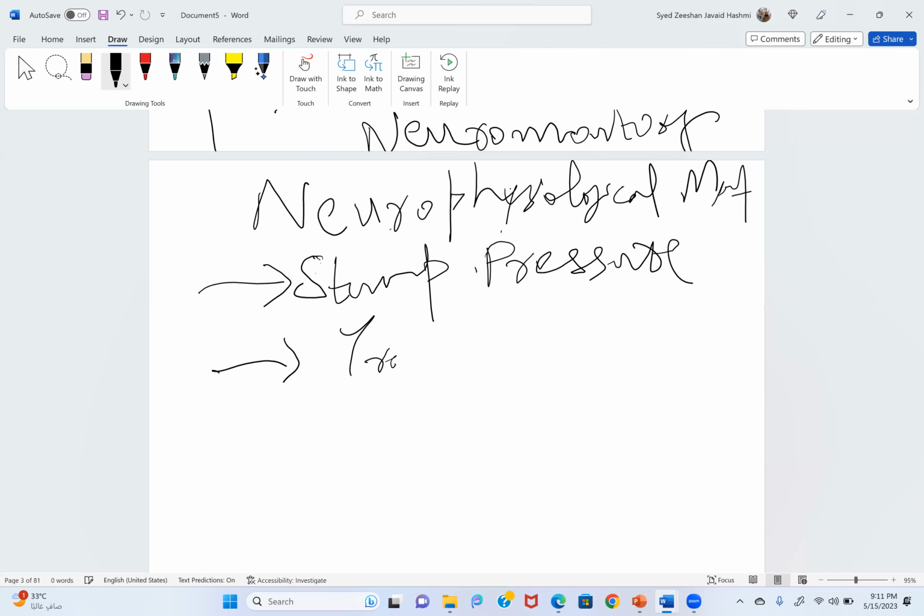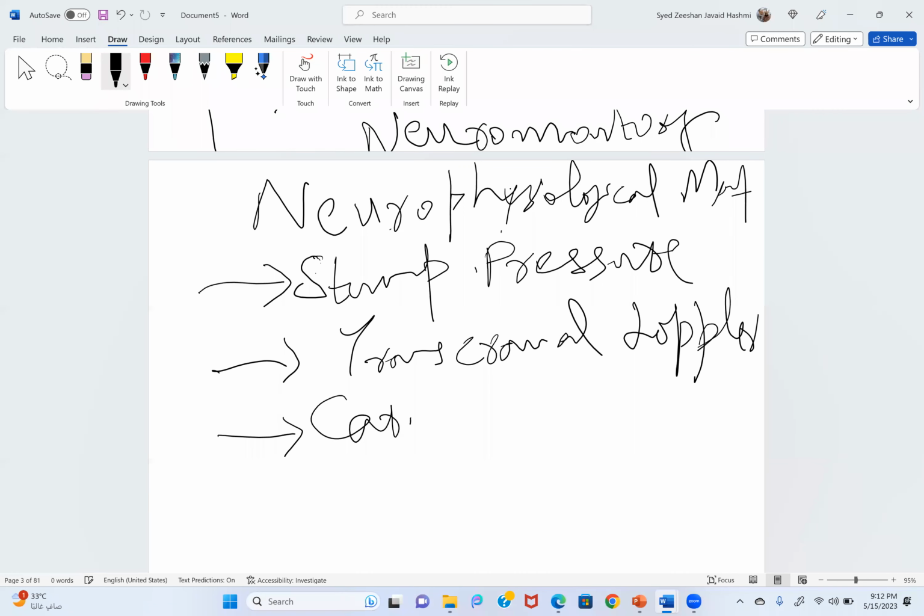Then transcranial Doppler. Okay, transcranial Doppler. Carotid ultrasound can indirectly tell you about monitoring the neurophysiology and neuro.